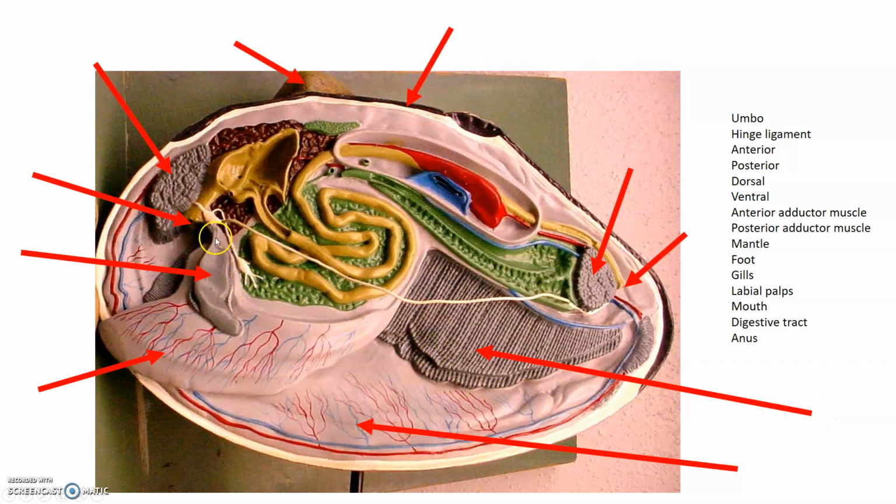For feeding, we can see these labial palps on either side that help to move food particles into the mouth, and then the digestion occurs in the digestive tract, and waste is eliminated through the anus.